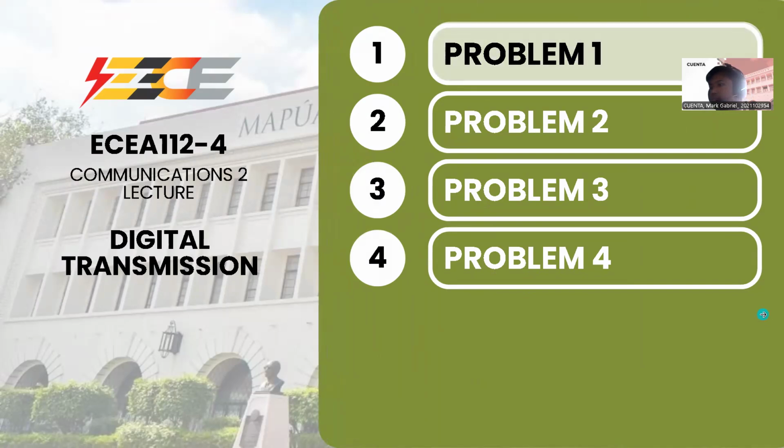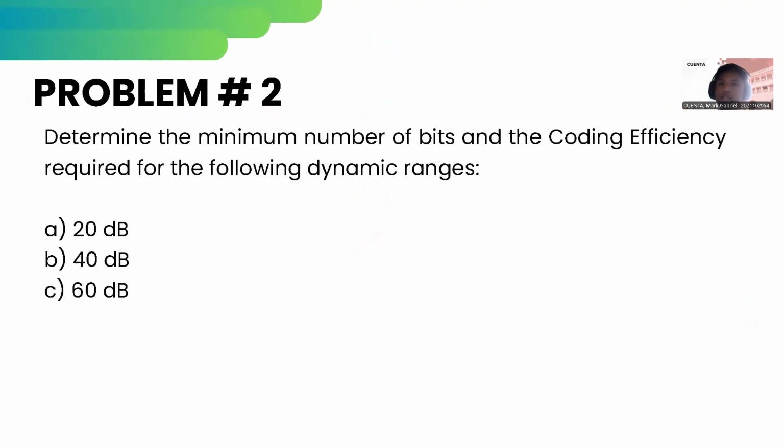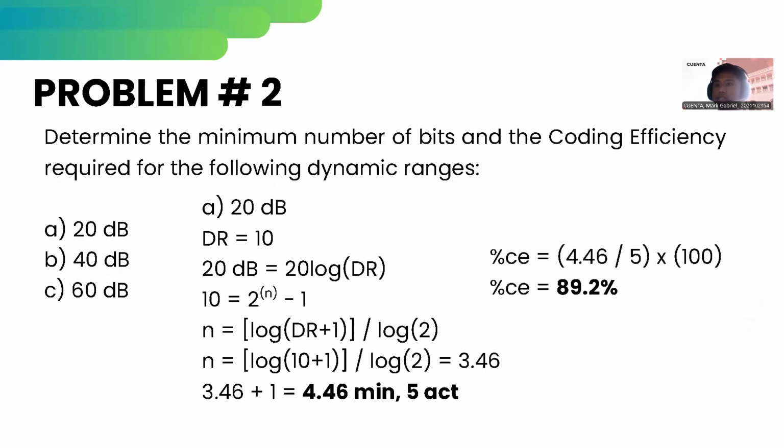Moving on. Problem 2. In problem 2, determine the minimum number of bits and coding efficiency required for the following dynamic ranges. For 20 decibels, DR is equal to 10. 20 decibels is equal to 20 log DR. Then 10 is equal to 2 raised to n minus 1.